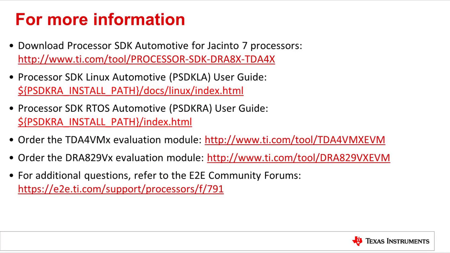With this, we have successfully completed the training session on Processor SDK Automotive for a Jacinto 7 platform. As part of this training, we looked at steps for downloading and installing the Linux and RTOS SDK packages. We then delved into various components that constitute the SDK and steps for building the individual components and running the out-of-the-box demos.